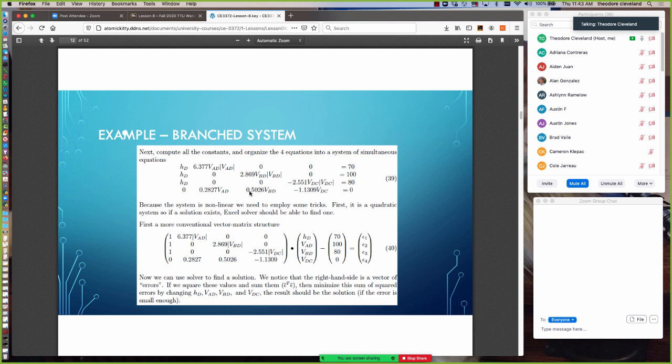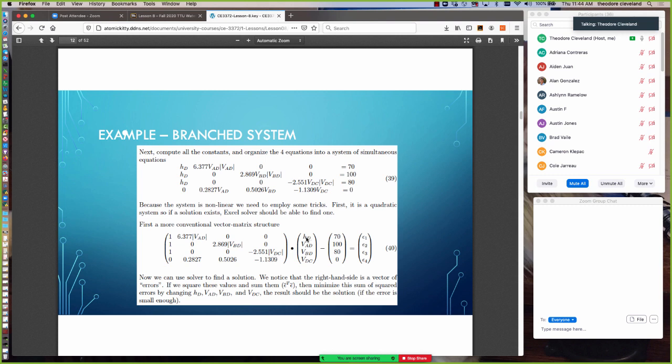And because the system's nonlinear, we would have to employ some tricks. So one way is to solve it in Excel using the solver. It's not an efficient way, but it'll work for this small of a problem. And so we construct this equation set into a conventional vector matrix structure. And here we have a matrix of coefficients. You'll notice that the matrix of coefficients retains the absolute values of velocities. So we have to supply an initial guess of velocity, and it has to be non-zero, otherwise that matrix goes singular.